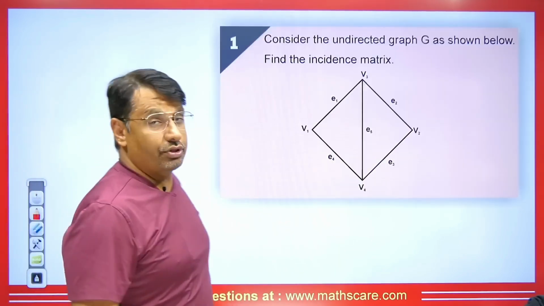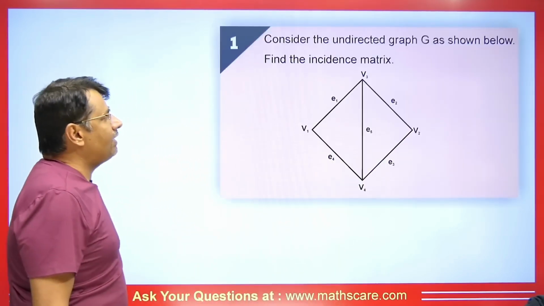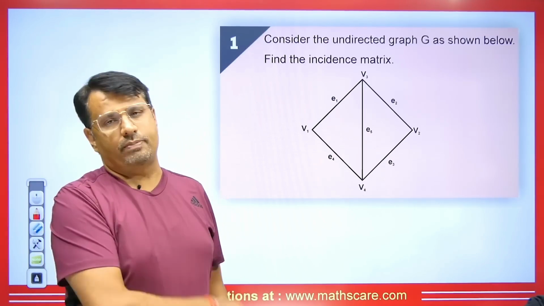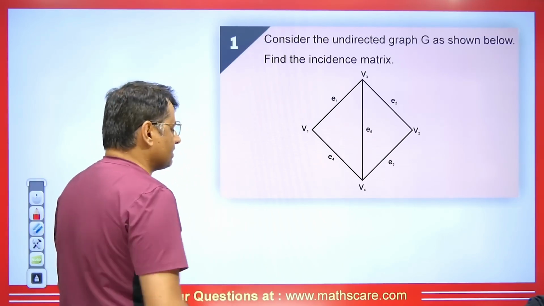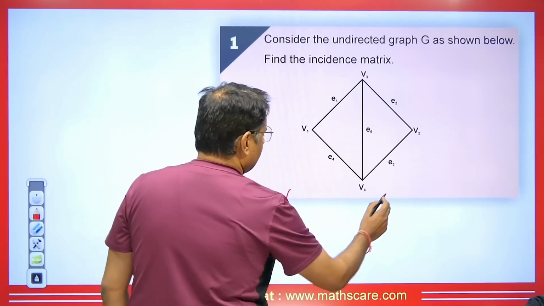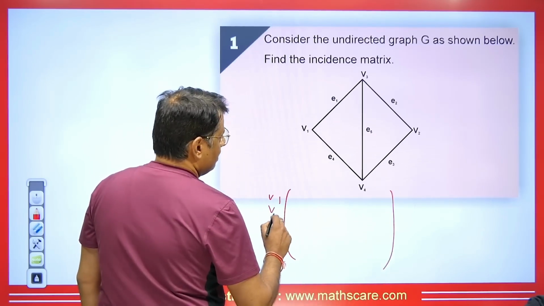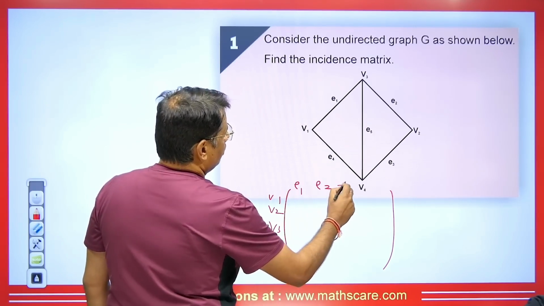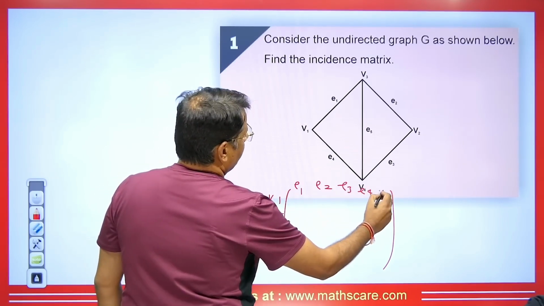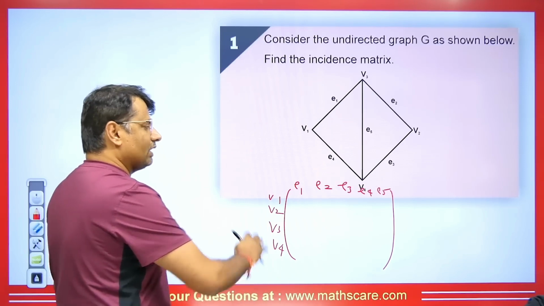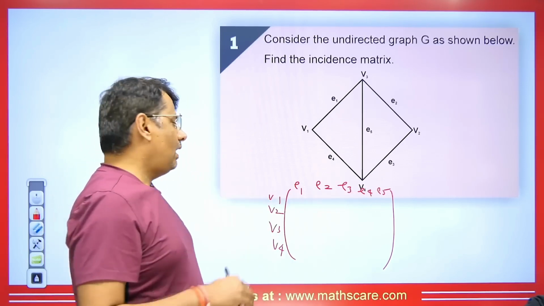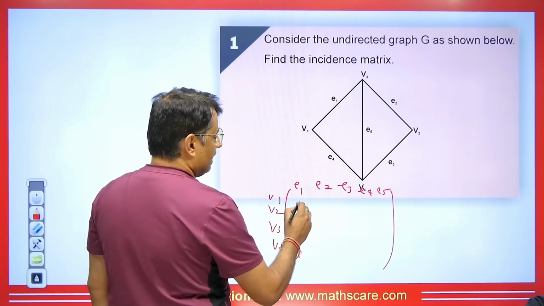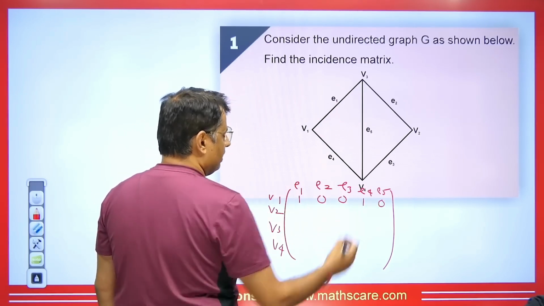Now we will talk about the next question. Consider the undirected graph G shown below. Find the incidence matrix. How to get the incidence matrix? Whenever we talk about incidence matrix, we will write V1, V2, V3 and V4 here. Listen, here we will write E1, E2, E3, E4 and E5. Keep that in mind. Its edges come here. Now we are talking about V1. On V1, which edges are there? E1 and E4. We'll write 1 under E1, E4 and rest of the elements will be 0.